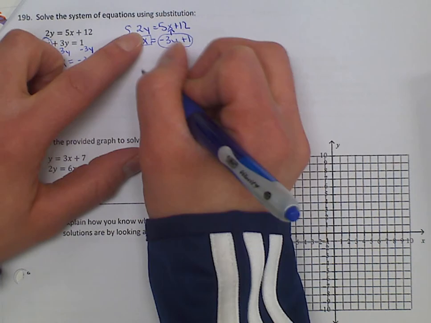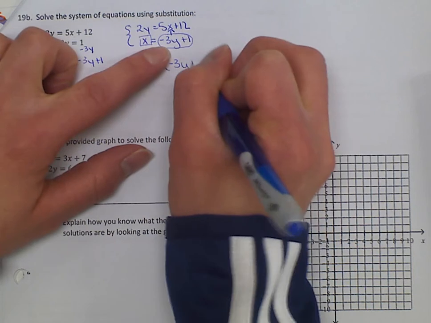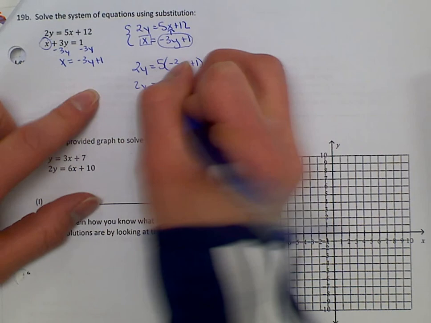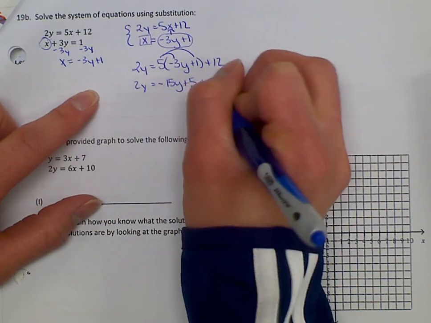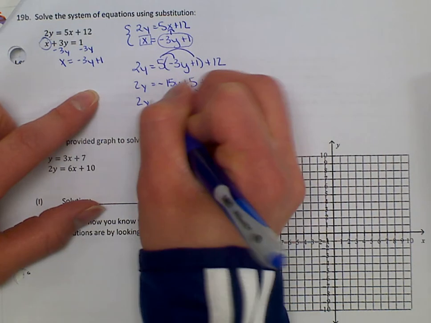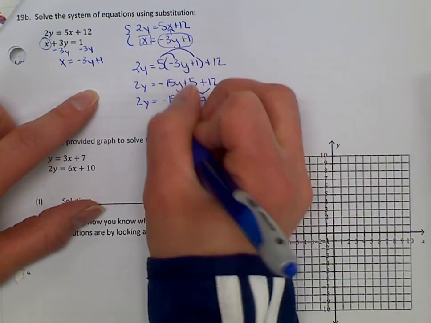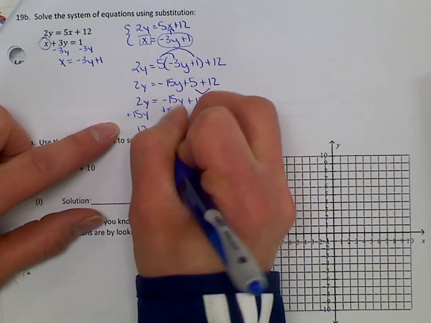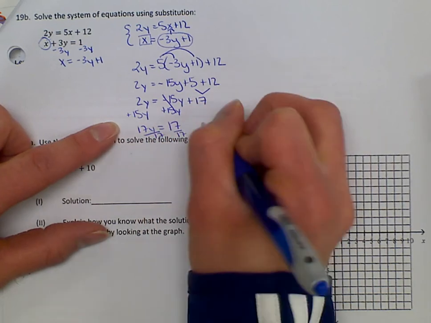This equation will become 2y equals 5 times the quantity negative 3y plus 1, plus 12. Then I'm going to distribute the 5. 5 times negative 3y is negative 15y. 5 times 1 is 5. Then I'm going to combine these constants. Then I'm going to add 15y to get my variables together on both sides, and we get 17y equals 17. Divide both sides by 17, we get y equals 1.